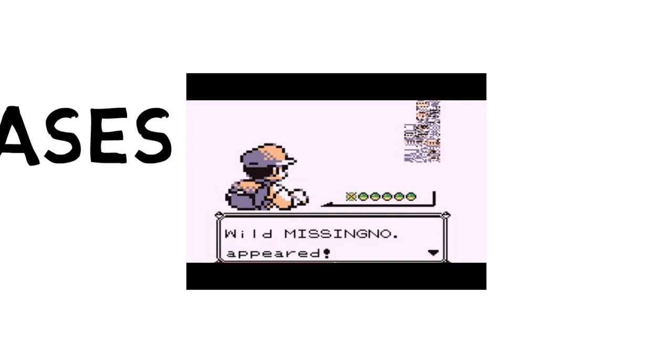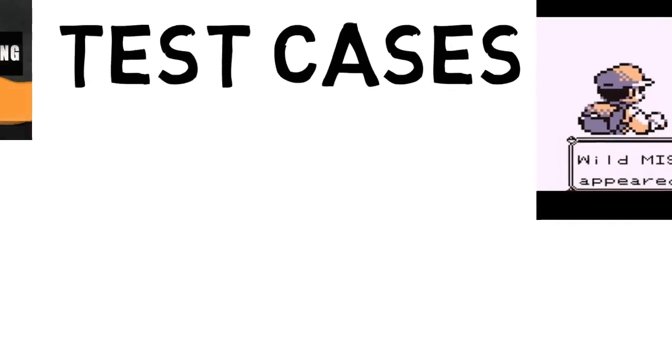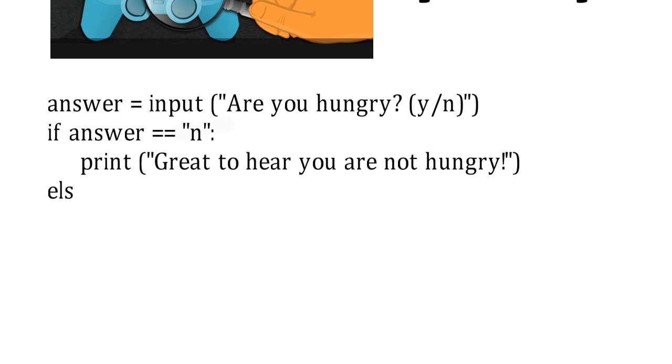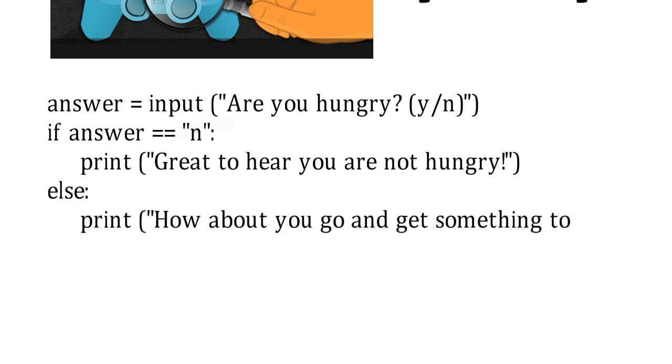Let's take a look at a code from a previous lesson. Answer equals input, are you hungry? y/n. If answer is equal to n, print, great to hear you're not hungry. Else, print, how about you go and get something to eat? In this code, we are asking the user to input y or n to determine if they are hungry or not.